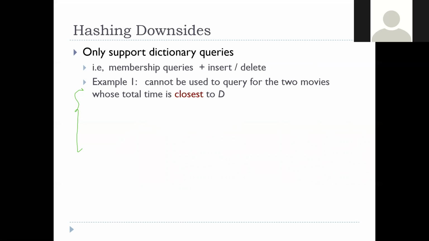Another example is that suppose you want to support a maximum query. You want to find the maximum of all the key values stored in your hash table. Unfortunately, this is not a membership query, nor insertion or deletion, and in fact you would have to scan through all keys to look for the one that has the highest value. So the hash table is not good for maximum queries.